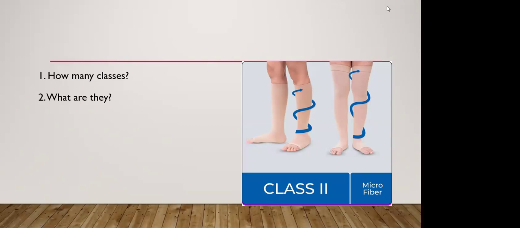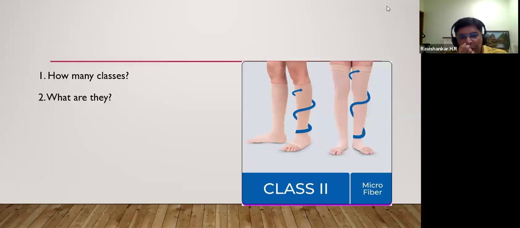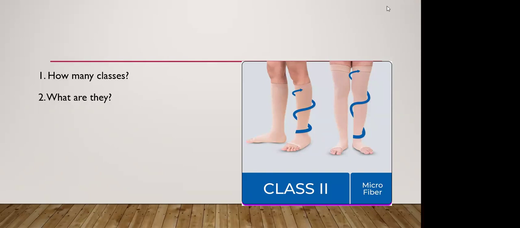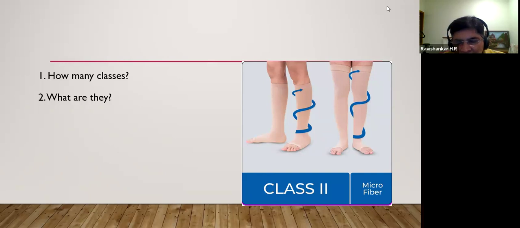These are compression stockings, sir. Four classes are there. Class 1, 14 to 17 mm of Hg. Class 2, 18 to 24. Class 3, 25 to 35. Class 4, greater than 35, sir. Uses of each of them. Class 1 is for reticular veins and telangiectasia, sir. For varicose veins, we'll be using class 3, sir.